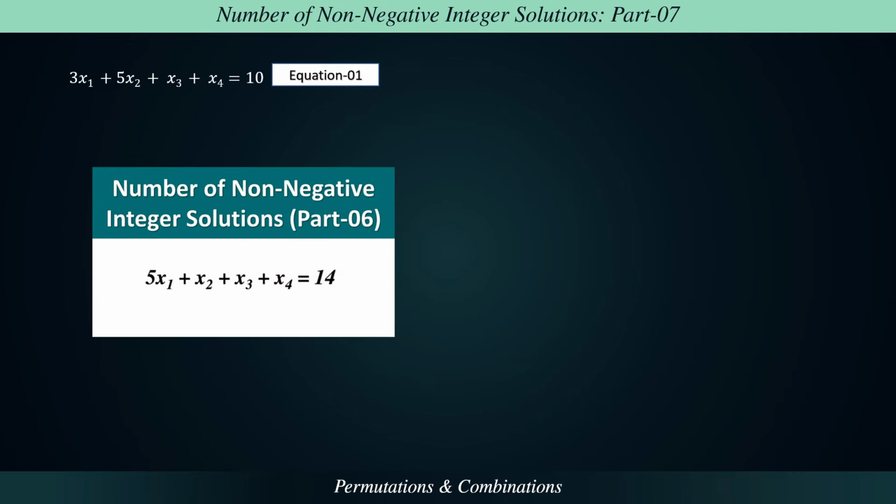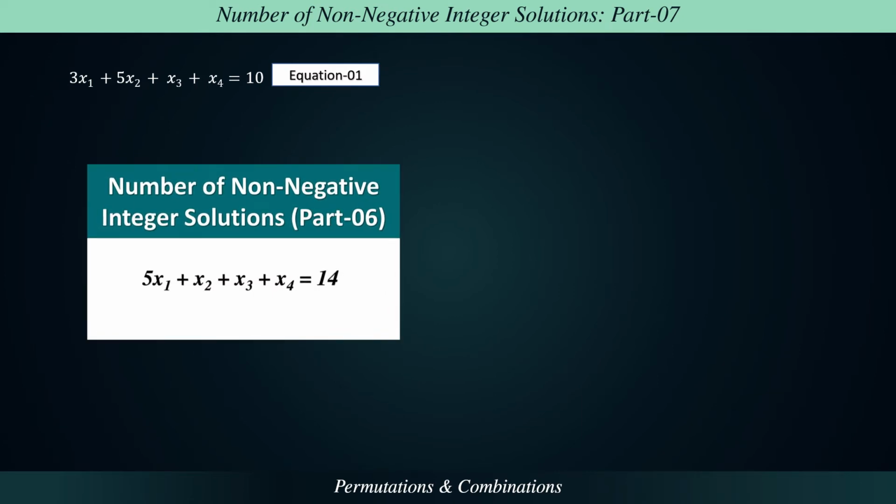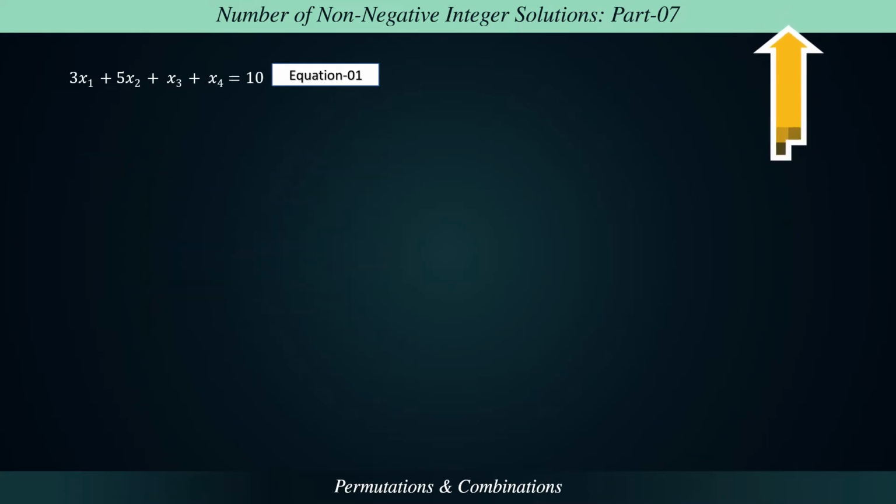In part 6 of the lecture series we learned how to find the number of non-negative integer solutions of a linear equation in which one of the coefficients of the variables was not 1. You can view that video by clicking this card. Now we will learn finding the number of non-negative integer solutions of a linear equation where two or more variables have non-unity coefficients. Before solving this problem, allow me to ask a question.